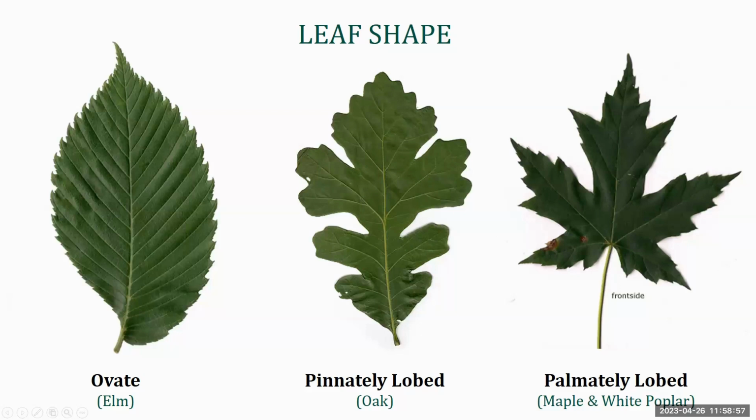Now on the right, we have our palmately lobed leaf. You'll notice for this, the veins and subsequent lobes of the leaves all originate from the base of that leaf. Many maples have this shape, as well as the white poplar, which is my favorite tree.